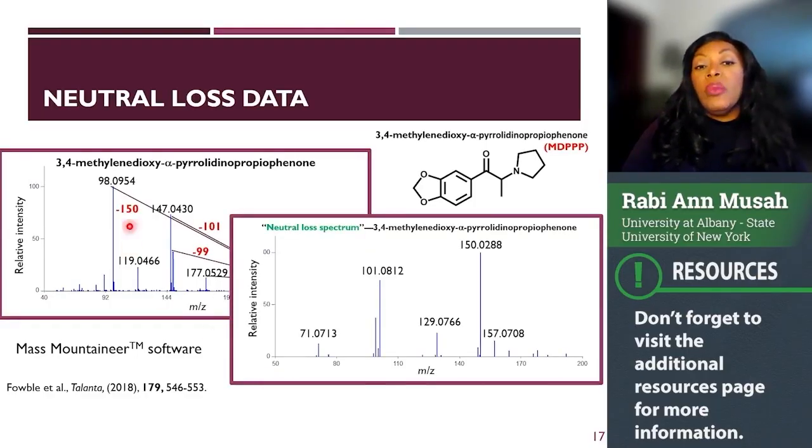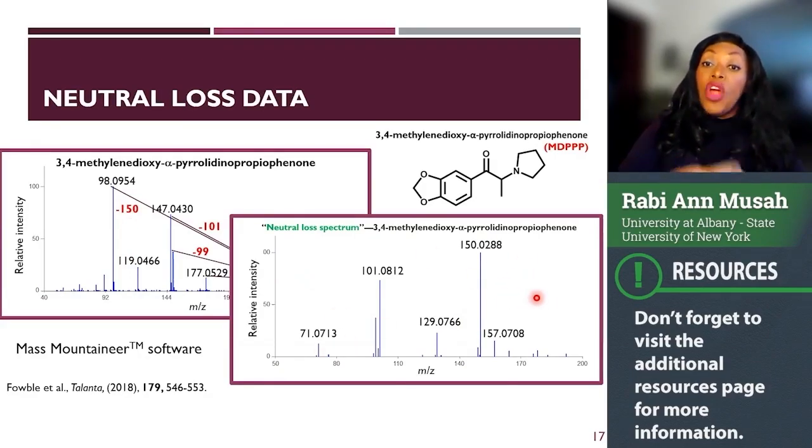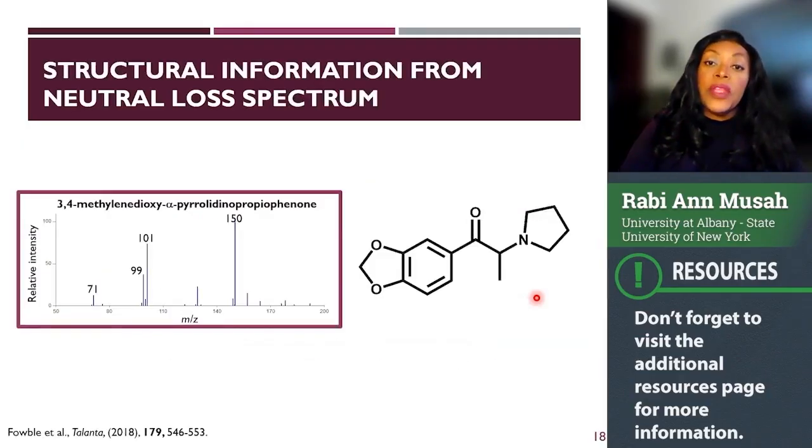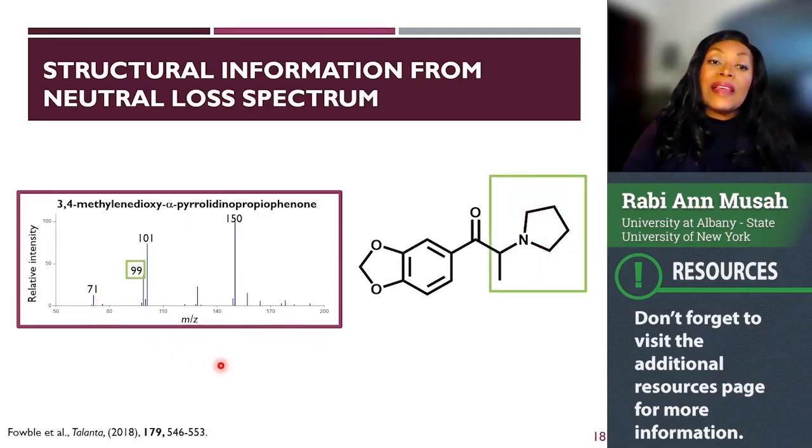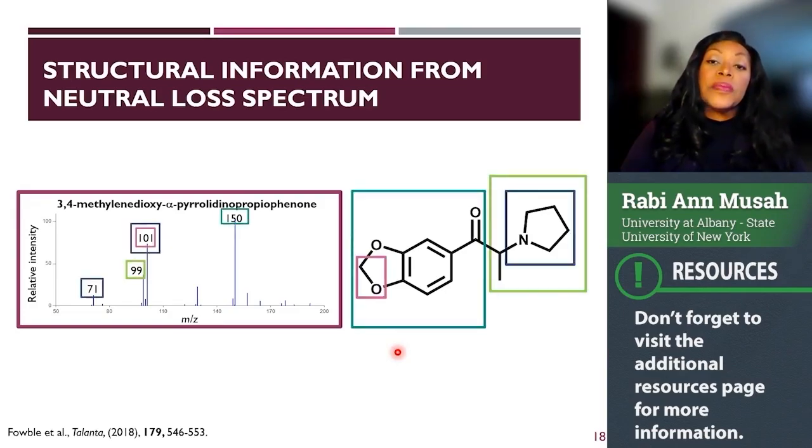Each one of these, when you do that subtraction, you can actually get this virtual neutral loss spectrum where you have high resolution masses associated with fragments that are lost from the protonated precursor. And so each one of these peaks that you see in this virtual neutral loss spectrum is associated with a fragment. And so, for example, the pyrrolidine system here is associated with the mass 71. The one at 99 is associated with the pyrrolidine plus the alpha carbon and the substituent attached to that, and so on. And so you can run through the structure and assign all of these neutral losses to segments of your molecule.